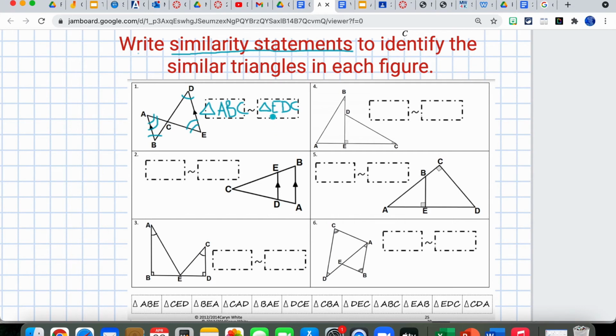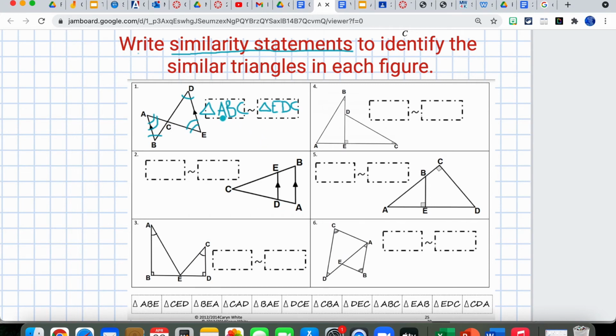In the second one is going to start with E, triangle EDC. So triangle ABC, similar to triangle EDC. Now it's your turn. Go ahead and practice with number 2, 3, 4, 5, and 6 and see if you can write the similar statement in.